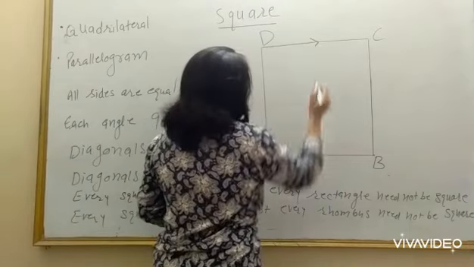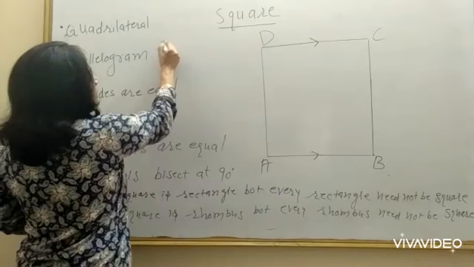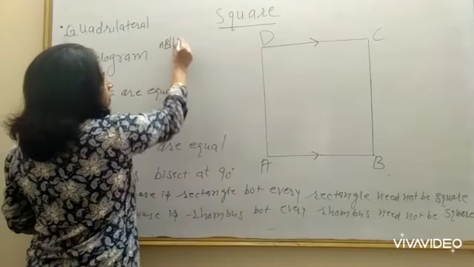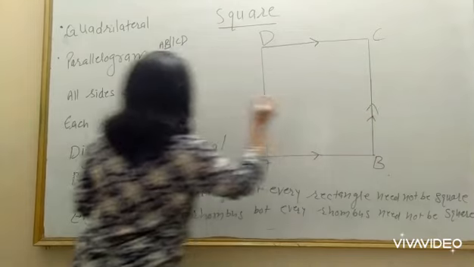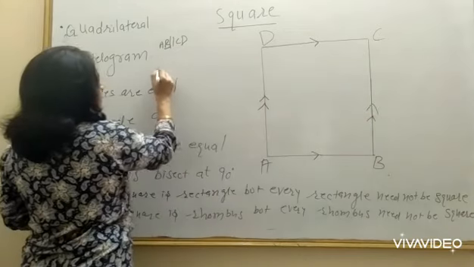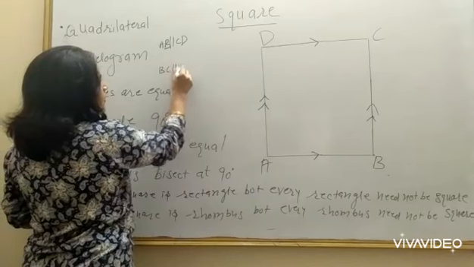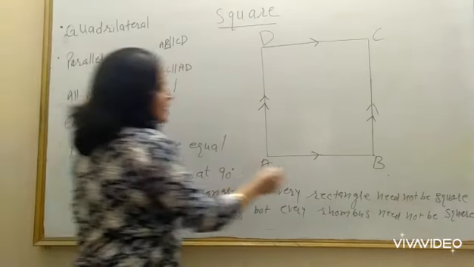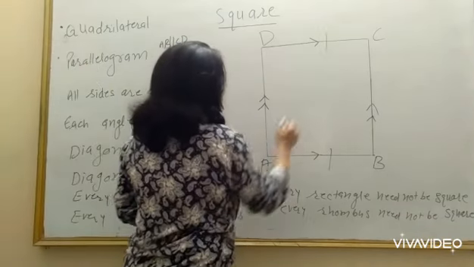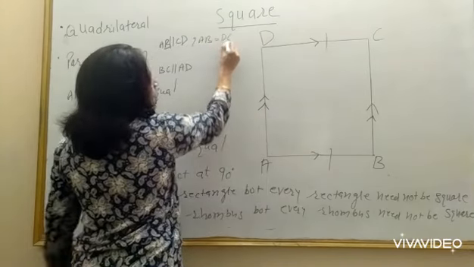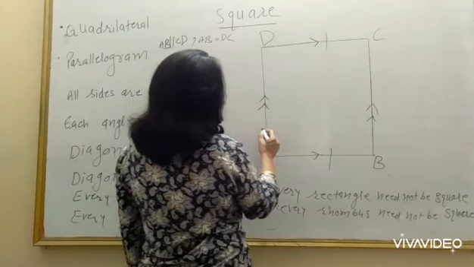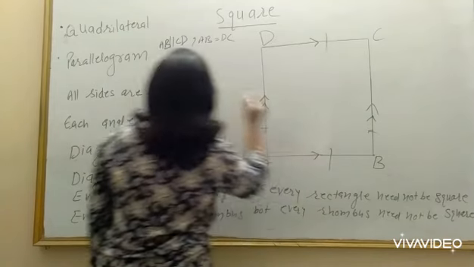Now he is saying it's a parallelogram. Opposite sides are parallel: BC parallel to AD, and opposite sides are also equal: AB equal to CD and AD equal to BC.